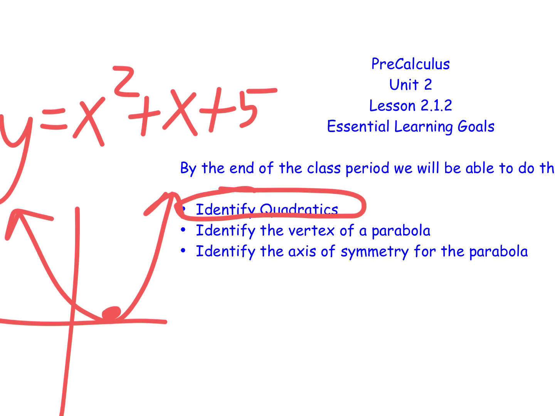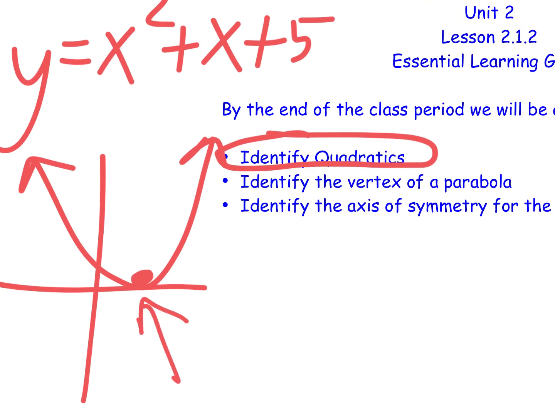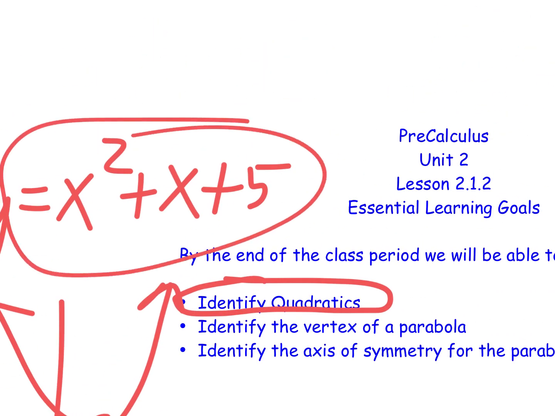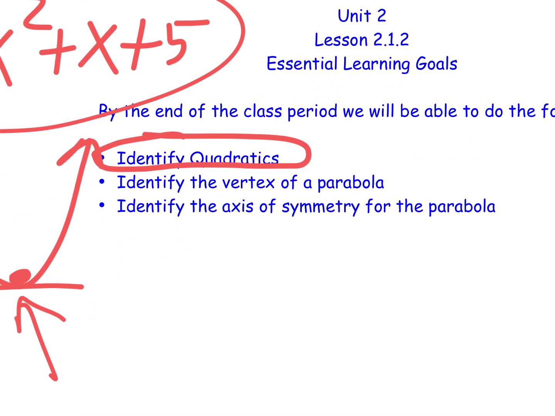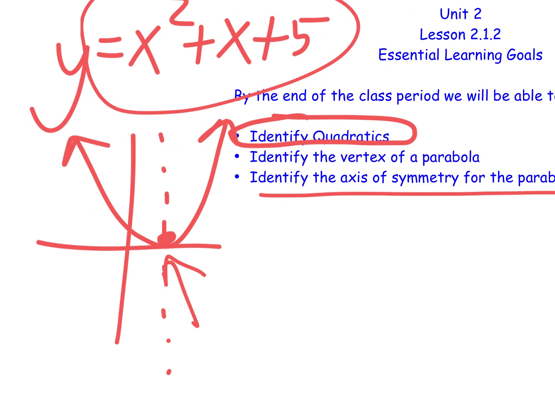All right, identify the vertex of a parabola. Well, duh, there it is. But you have to be more like, what if you give you an equation? How do you find the vertex? And then identify the axis of symmetry. That's this little dotted line that runs down the middle of the parabola. We're going to remind you how to do that. All of those things are higher algebra skills.